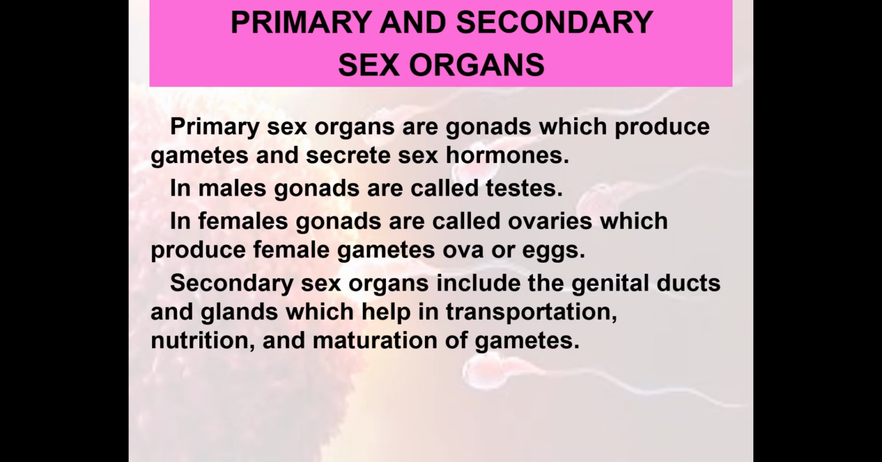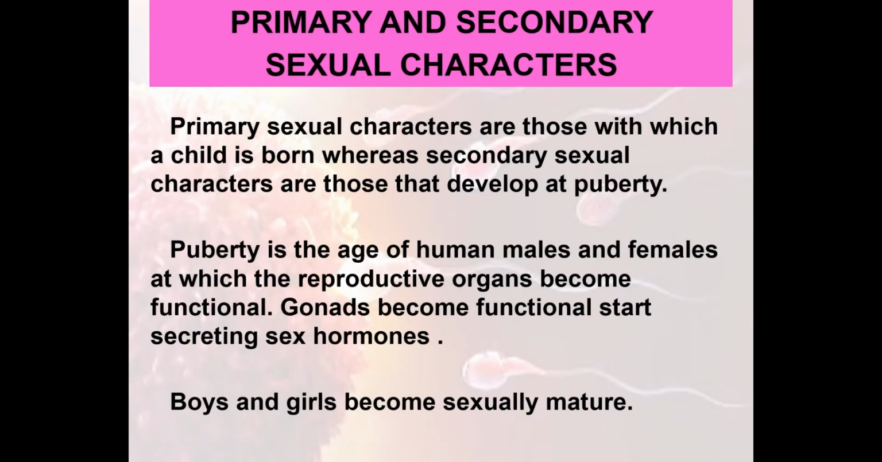Secondary sex organs are those organs which help in the transportation function, nutrition function, storage function, or the maturation of gametes. These are not directly involved in the formation of gametes. These are sperm duct, accessory glands, urethra in male, oviduct, uterus, vagina in female.